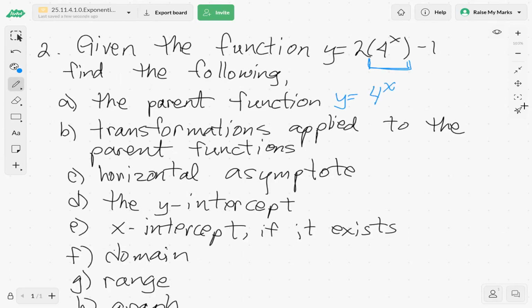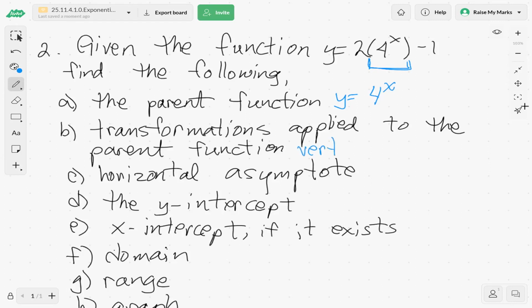On part B, they ask us what transformations are applied to the parent function. We only have one parent function. Well, let's have a look. We're multiplying our parent function by 2, so that is a vertical stretch by a factor of 2, and then we're subtracting 1 from it. So the -1 is a vertical translation down 1 unit. So let's write that in.